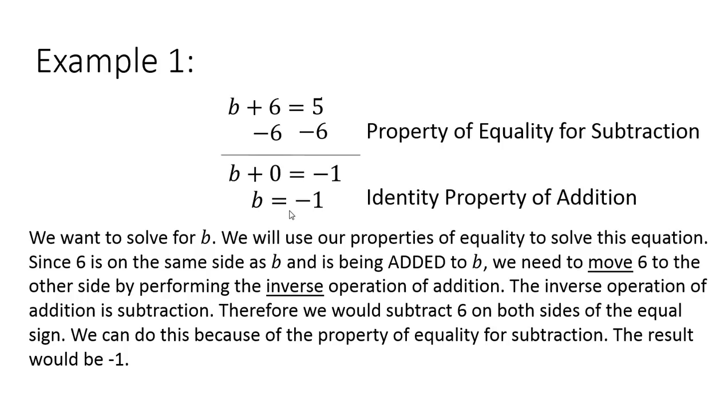And to check my answer to make sure that I am correct, I'm going to substitute in negative 1 for b into my equation, which is what I did right here. Negative 1 plus 6 does equal 5, and that is true, so therefore we are correct, and that's how we know we are correct.